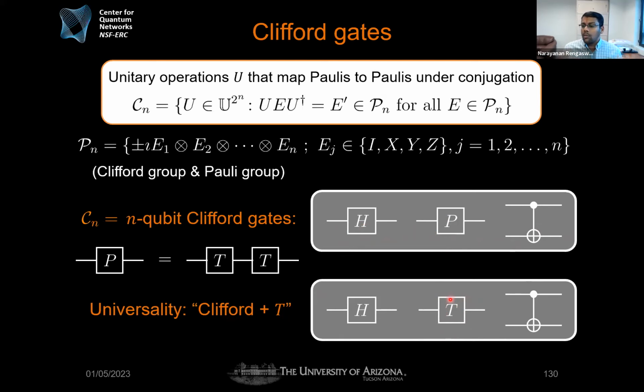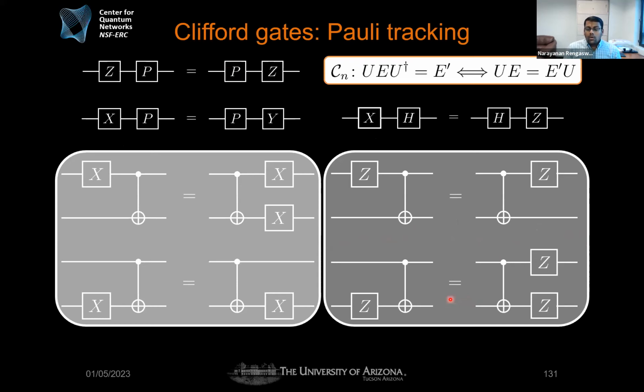And with this, you can arbitrarily approximate any unitary operation that you want. Okay. Now, for Clifford gates, you can actually track the state very easily. So here's how you do it. So you want to understand how Cliffords conjugate Pauli matrices, right? So that's basically what we're interested in.